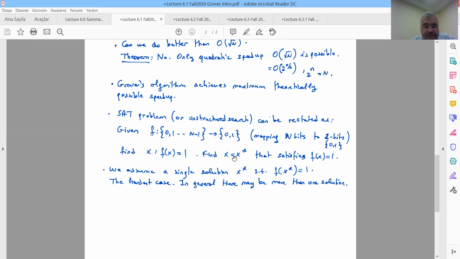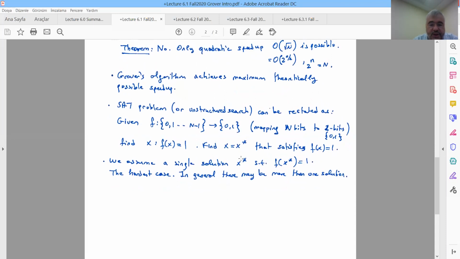And we denote this solution, in other words the x that satisfies f of x equals 1, as x star. That's the solution that we are looking for. That's the entry that we are looking for in this unstructured database. I'm saying unstructured because if there's a structure in the search that we could exploit, then you could do better than this. This square root of n speed up limit is only applicable to unstructured databases. Otherwise, if there's a structure in the problem, you would be able to develop other algorithms, other ways of attacking the problem that would exploit this kind of structure.